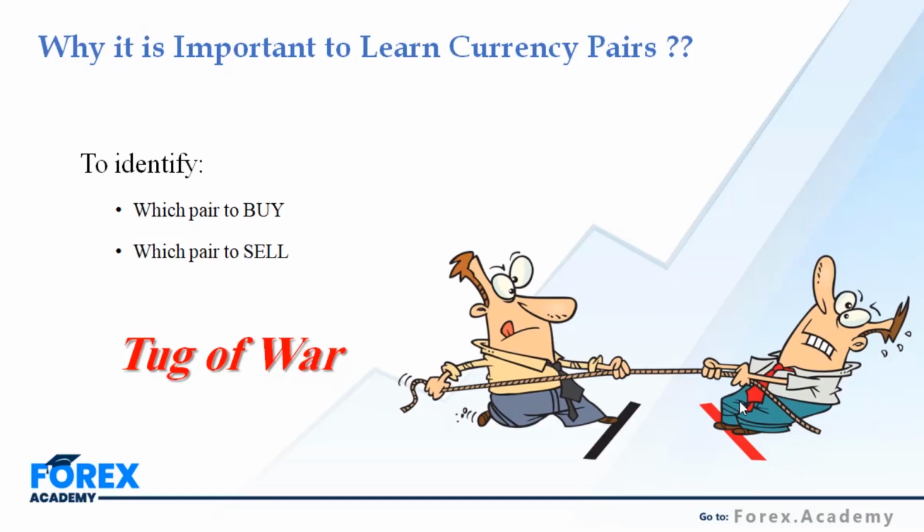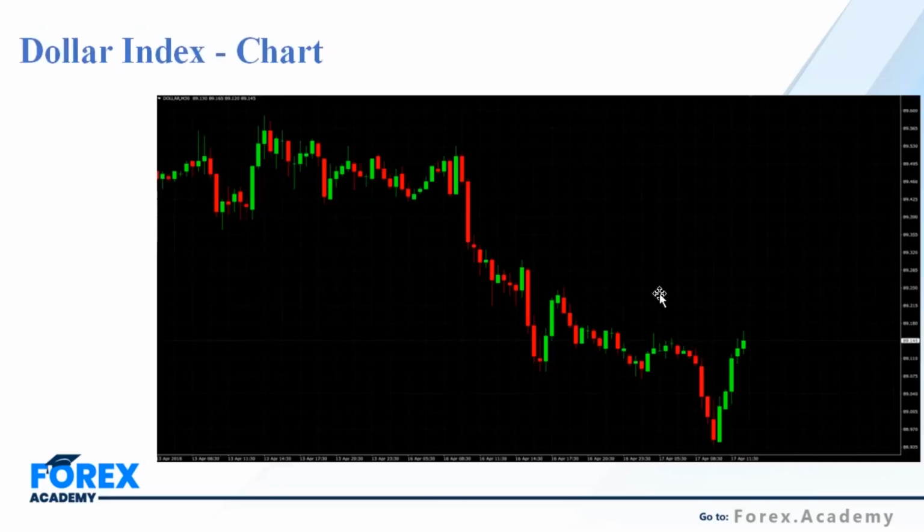And guys, lastly, why is it important to learn about the currency pairs? First of all, there is a tug of war between bulls and bears when we speak about the euro and USD, or the GBP USD. We need to identify which currency pair we need to buy, and which we need to sell. For example, the dollar index represents the strength of the dollar against 6 other currencies.